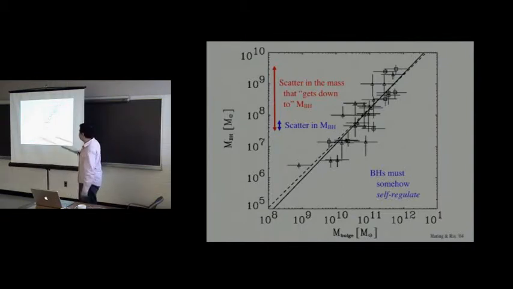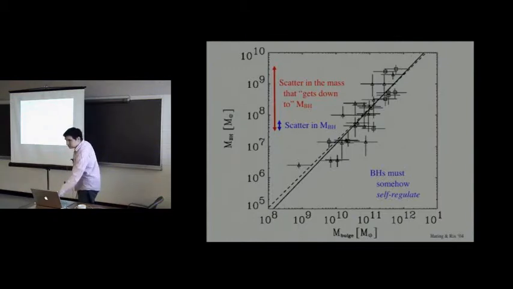So why doesn't the black hole shoot up? Why don't we see black holes that lie a factor of 100 off the relation? How do they know to stop at just this very narrow range? And that has led to the idea that black holes must somehow self-regulate. Essentially, in order to maintain not just the normalization, but the very small scatter in this relation, black holes have to have some ability to stop new gas from coming in.